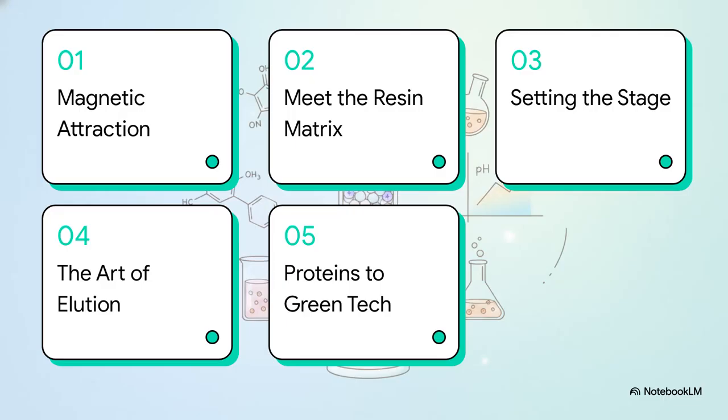Here is our quick roadmap for today. 1. The magnetic attraction principle. 2. Meet the resin matrix. 3. Setting the stage with buffers. 4. The art of elution. And finally, 5. From proteins to green tech.